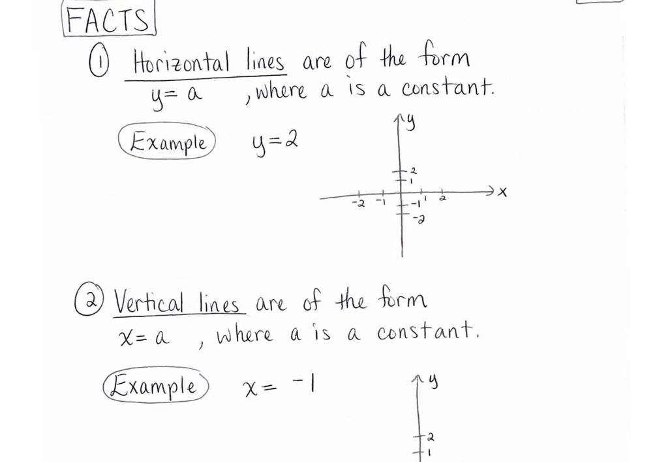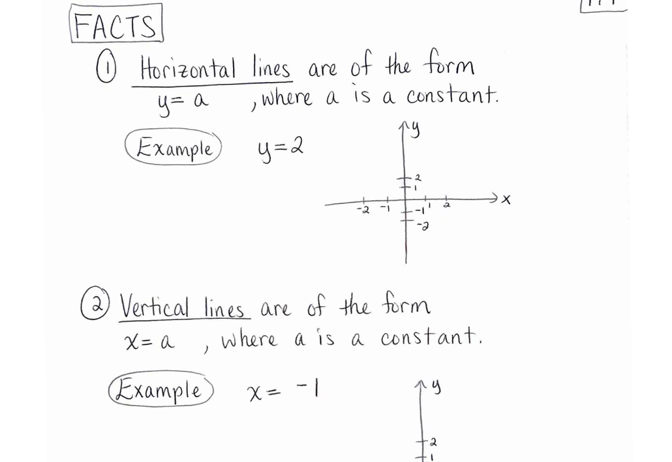Horizontal lines. So a few facts. I want you to be able to walk away from this. We talked about them already, but just so you actually have this to work with. Horizontal lines are of the form y equals a number, where a is a constant. So here we have y equals 2. We know it's a horizontal line going through 2 on the y-axis. Does that make sense? Okay.